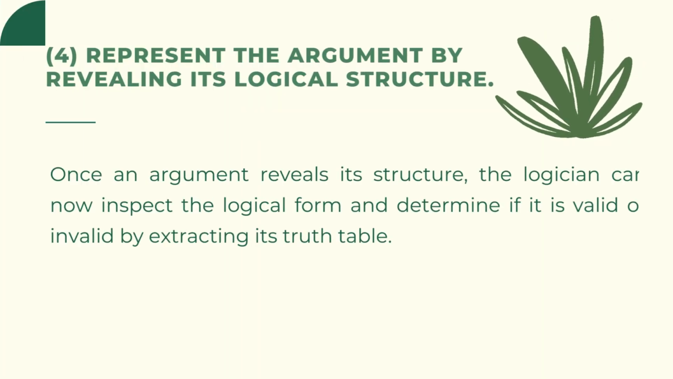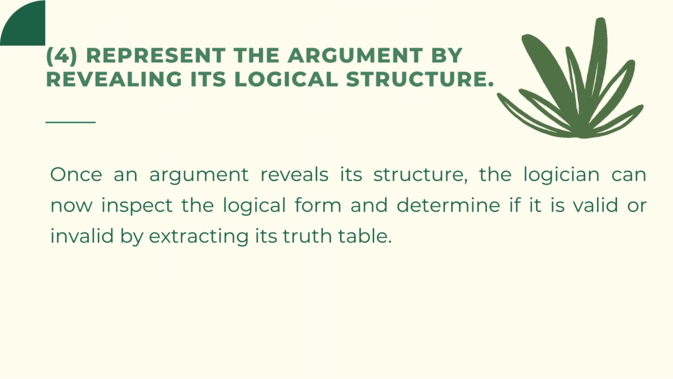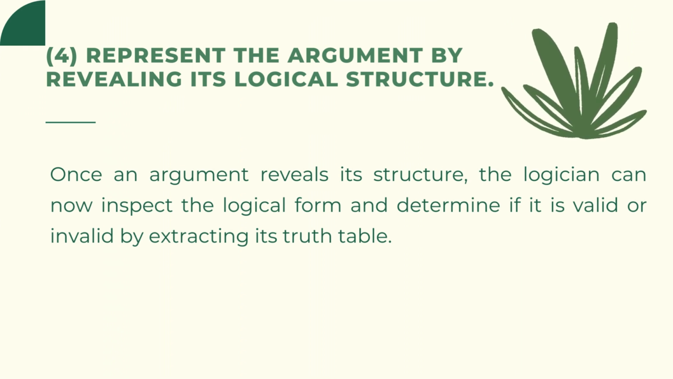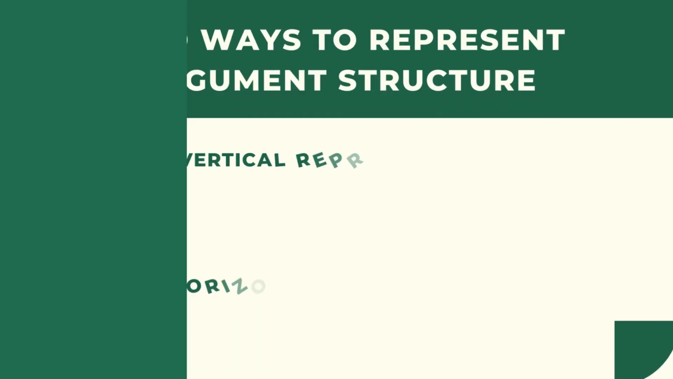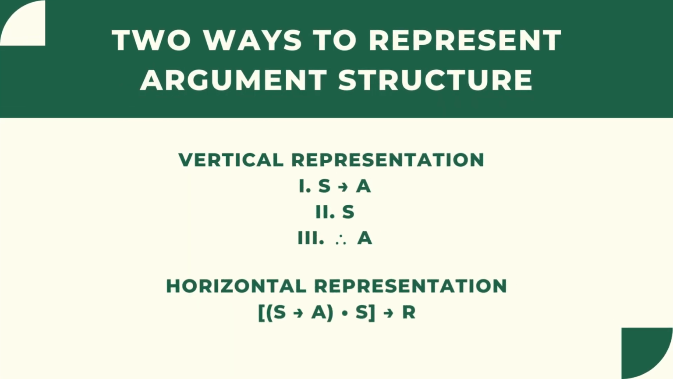And for our last step, represent the argument by revealing its logical structure. We can represent it in 2 ways, either vertical or horizontal representation. In the horizontal representation, the indicator or the 3 dots that represents the conclusion was transformed into the symbol of the conditional, which is the arrow pointing to the right.